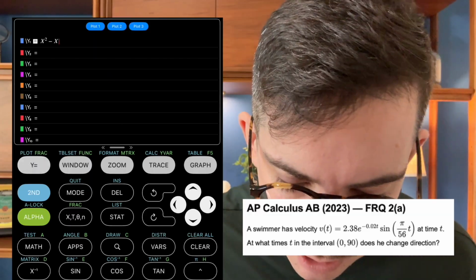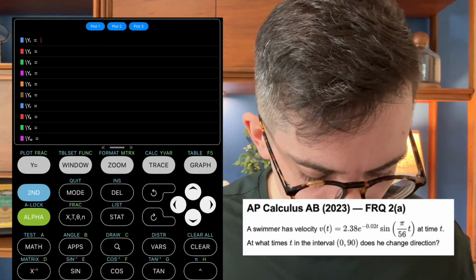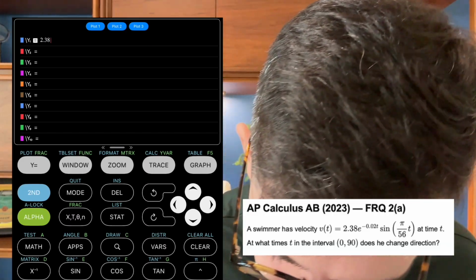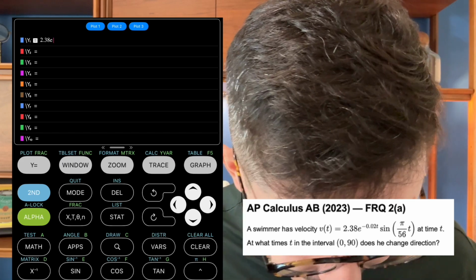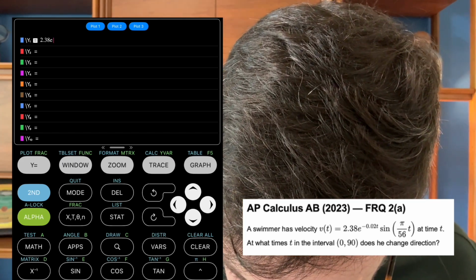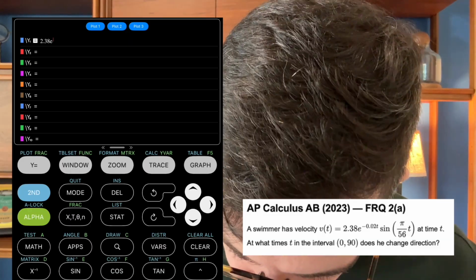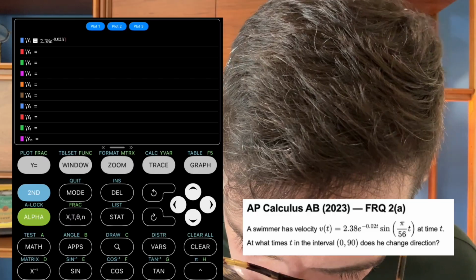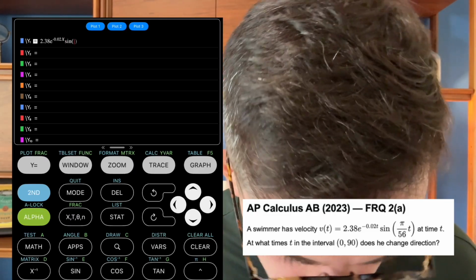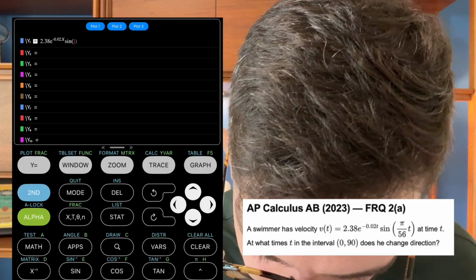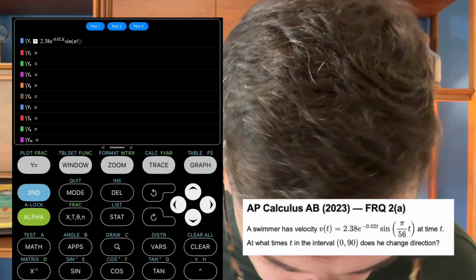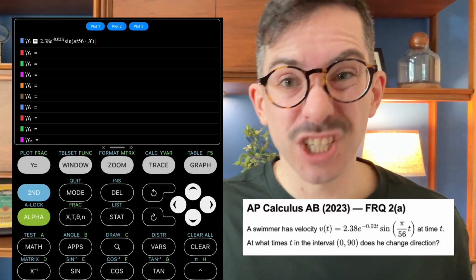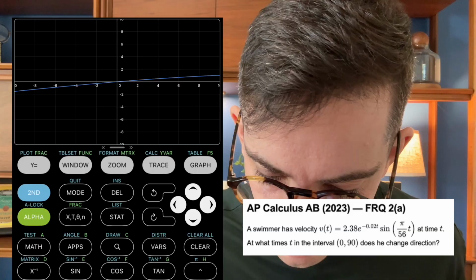So let's go back into our y equals. Let's clear out that function. I'll enter my function rule 2.38 e to the power of negative 0.02 times the variable. And then I have my sine function, and it is pi divided by 56 times my variable. Wonderful. And now we just hit graph, right? Oh.